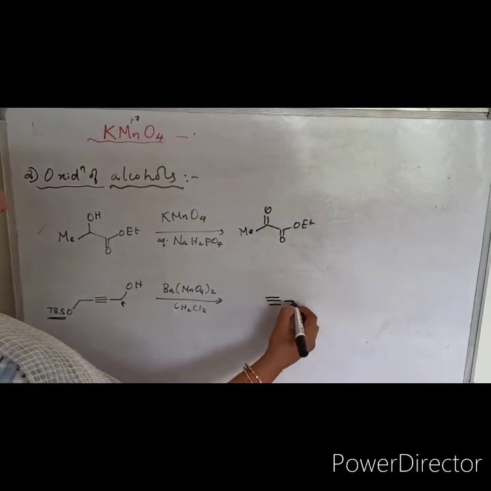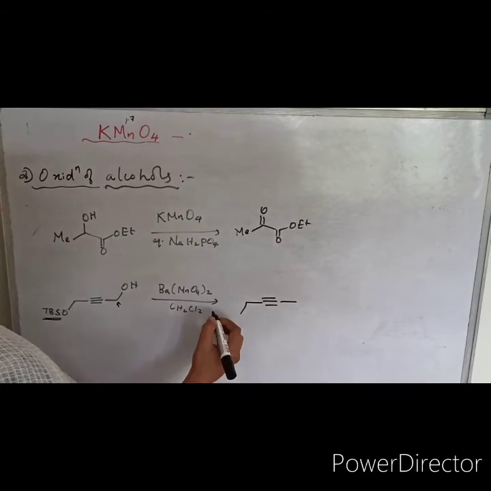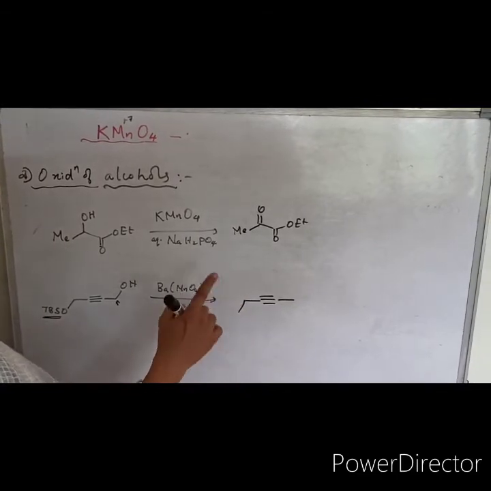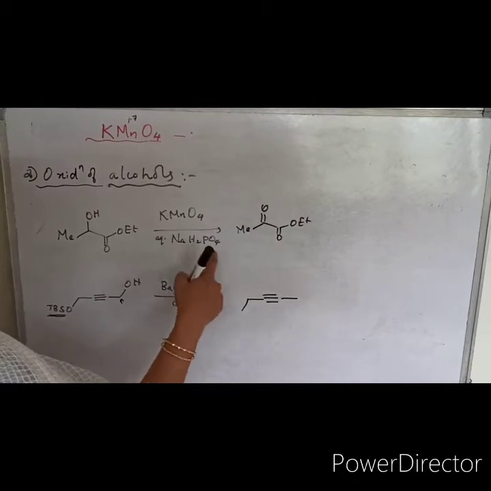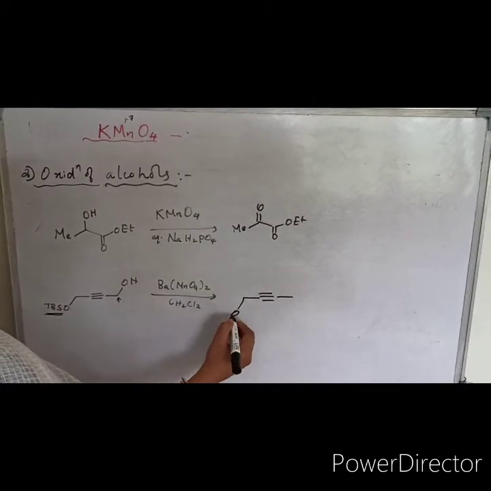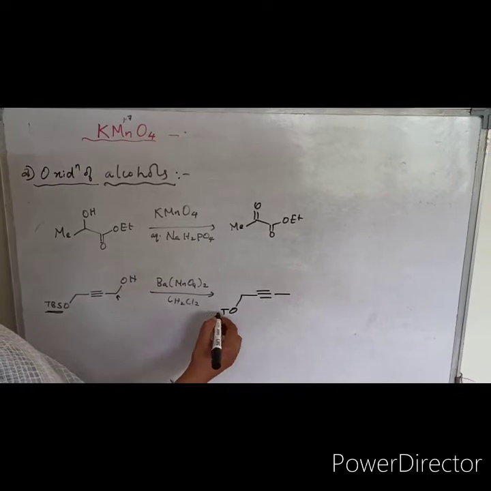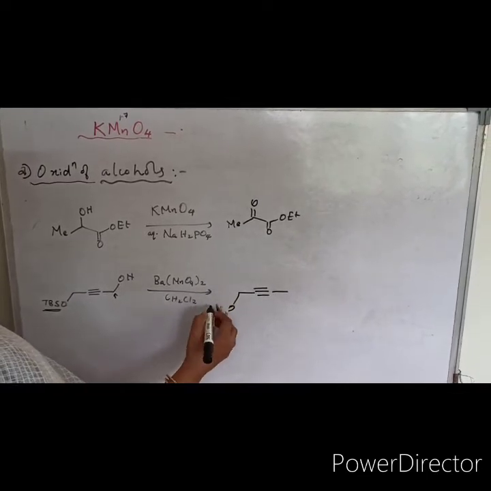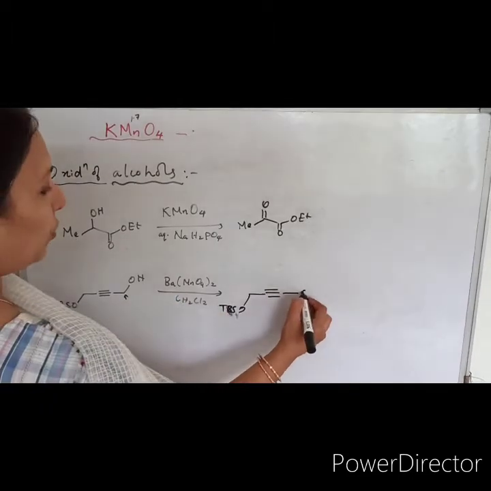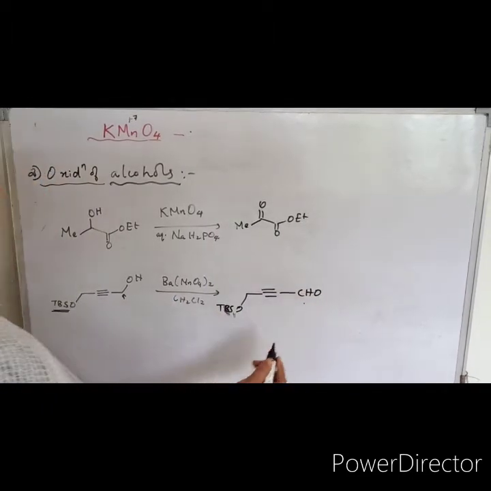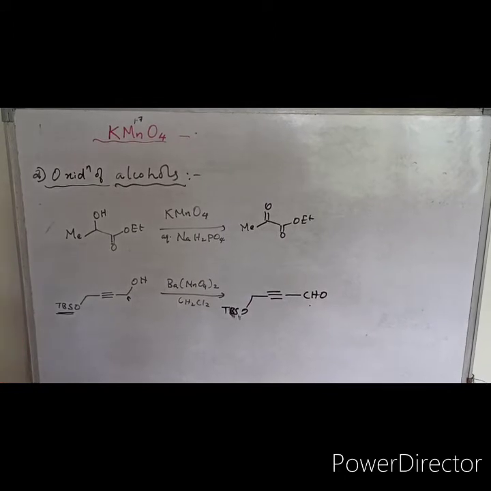Remember, this is not used in strong acidic or strong basic conditions. Okay, so this is a mild condition employed, with sodium dihydrogen phosphate. So in that case, controlled oxidation will be happening. So you will be getting here, instead of carboxylic acid, you will be getting aldehyde. Okay, so that is the thing you have to remember.